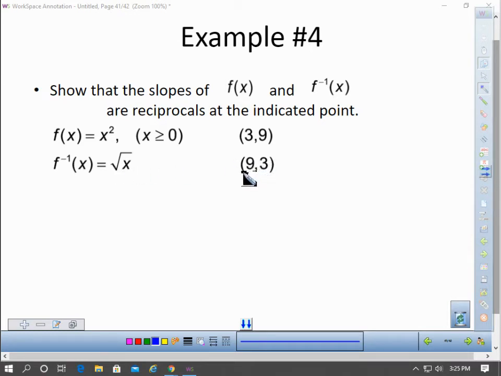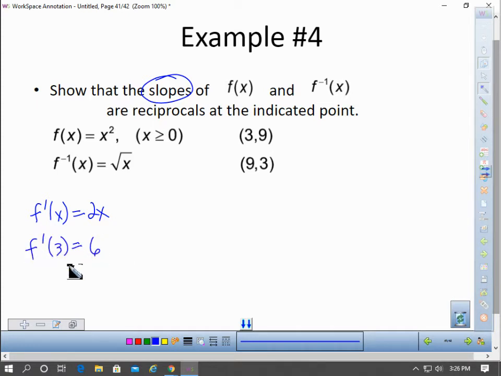So what we want to do is we want to show that the slopes, which are the derivatives, at these points are reciprocals of each other. Okay, just the property that I was telling you. All right, so f prime is 2x. So if we take the derivative of f, we get 2x. So I'm going to plug in the point (3, 9). So I'm just going to plug in a 3. So f prime of 3 gives me the answer 6.